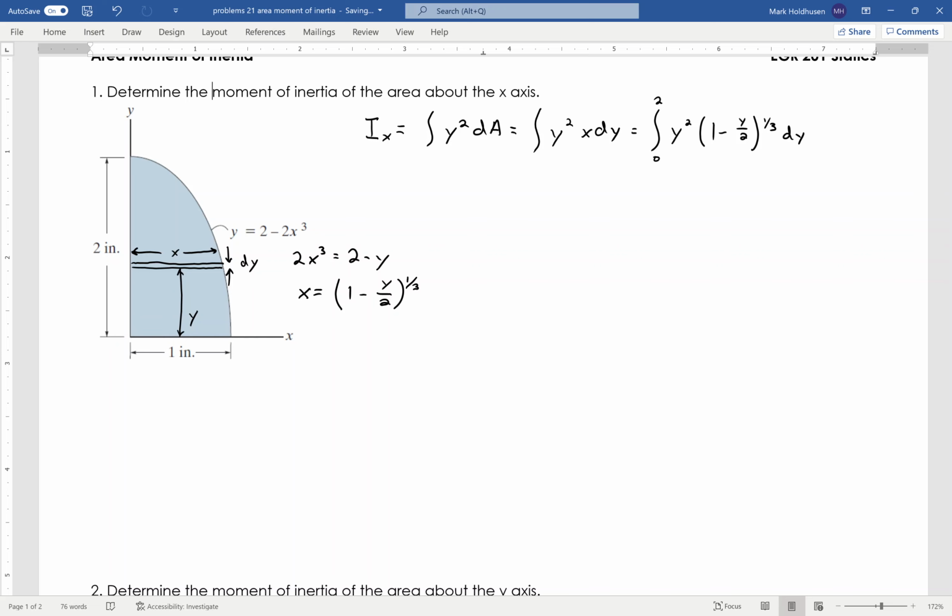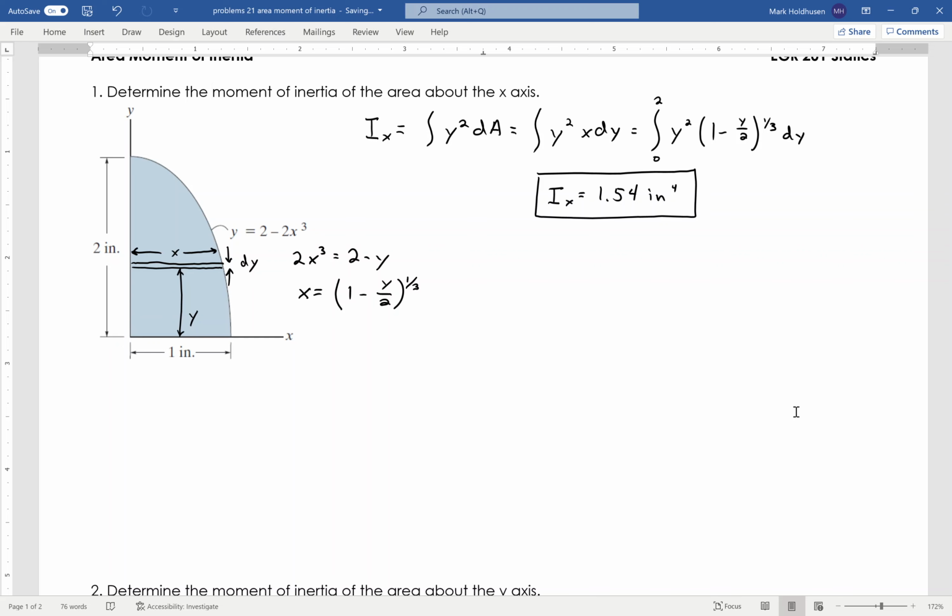Now this is an integral that I probably can't solve by hand. You can plug it into a calculator if you want. It is a solvable integral for those of you that know how to do that. And you'll get 1.54. Now the units on this, again, are y squared times an area, so it's going to be inches to the fourth, which is a challenging set of units. But those are the units for the area moment of inertia.